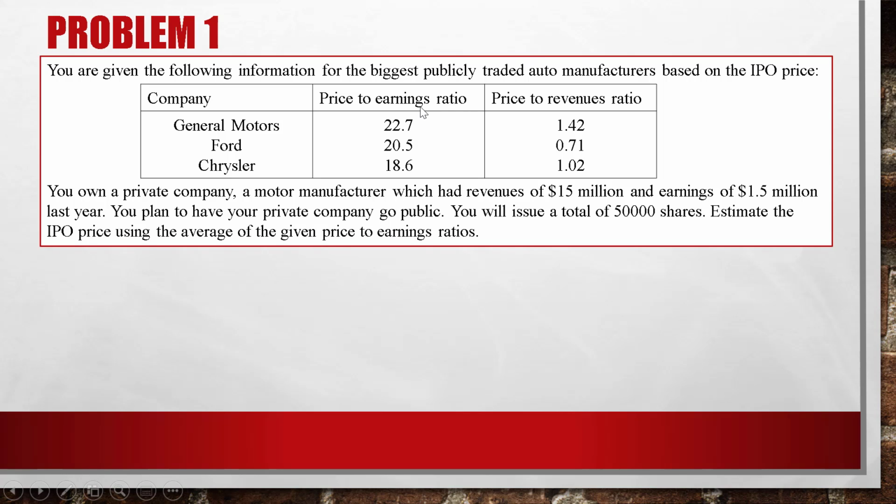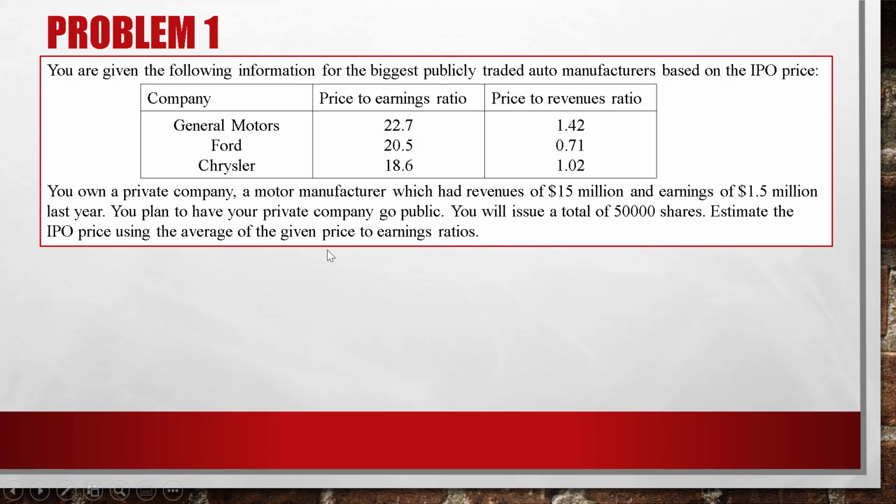So here in this problem, we are given two different ratios. One is the price to earning, and one is the price to revenues. This number means, for example, for General Motors, the price to earning ratio is 22.7. That means, let's say, if the earning is $1, then the price should be 22.7. And similar for price to revenue ratio, let's say if the revenue is $1, then the price should be $1.42, and so on. So now you have 15 million revenues and 1.5 million earnings, and we have totally 50,000 shares.